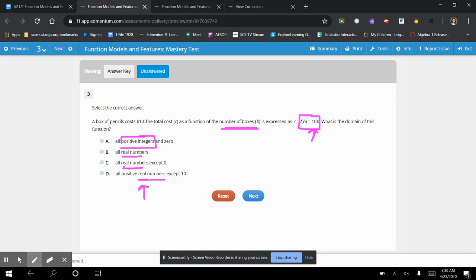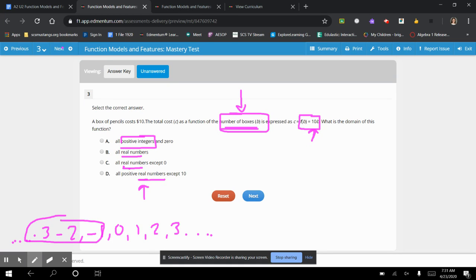So if we're talking about all of the integers, just by the definition, integers is going to be like -1, -2, -3, and we're going to keep going on that way, and then 0, and then 1, 2, 3, and we're going to keep going on that way. So if B is the number of boxes of pencils, and we're looking at our domain, we're worried about how many boxes we can have. Can we have negative boxes of pencils? No, so that's why they're talking about all positive. So that's going to automatically eliminate those for us.